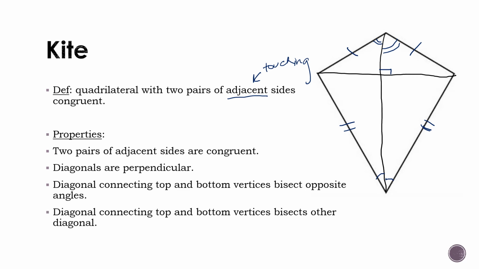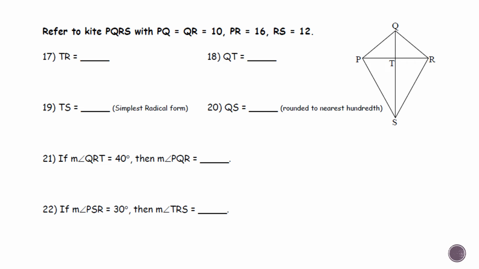And the last one we have is that same diagonal is going to bisect the other diagonal. So it's going to split this other diagonal in half as well. Make sure that you pause this video if I went too fast so you can get down all of these properties, and then we're going to move on to an example that you will also have to jot down in your notes.